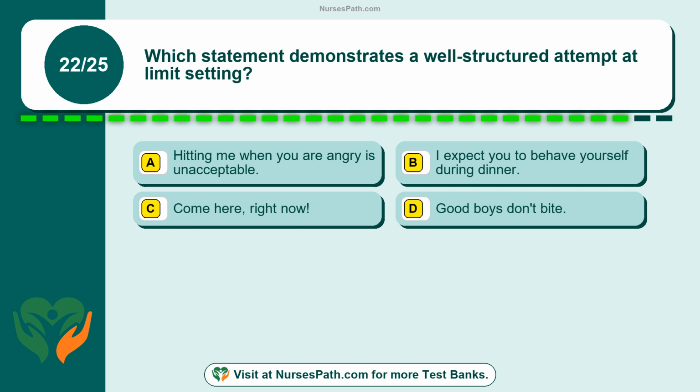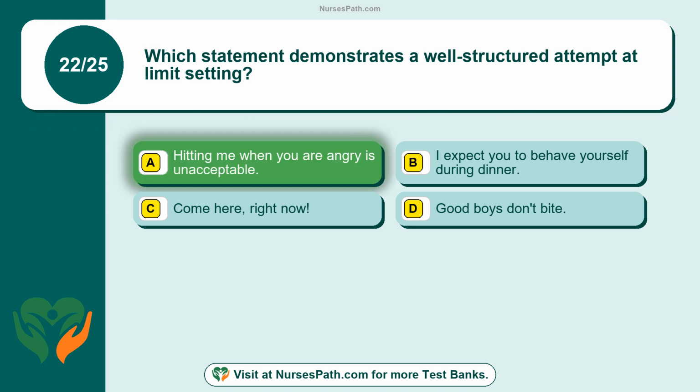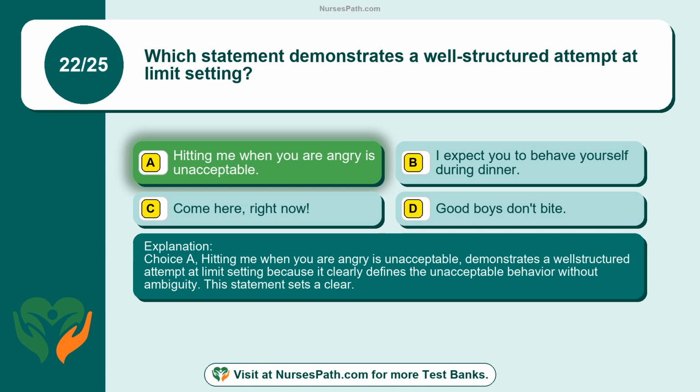Question 22. Which statement demonstrates a well-structured attempt at limit setting? Option A. Hitting me when you are angry is unacceptable. Option B. I expect you to behave yourself during dinner. Option C. Come here, right now. Option D. Good boys don't bite. The correct answer is option A. Hitting me when you are angry is unacceptable. Choice A demonstrates a well-structured attempt at limit setting because it clearly defines the unacceptable behavior without ambiguity. This statement sets a clear.